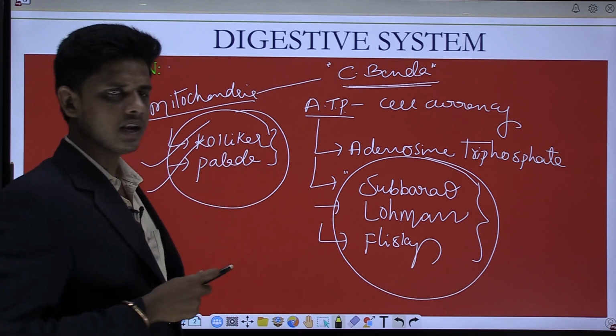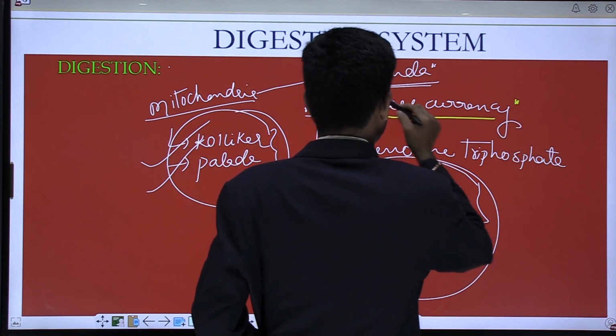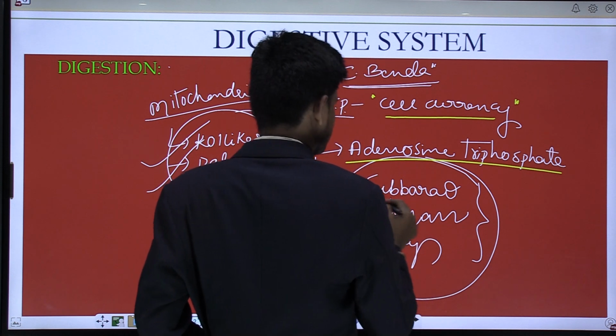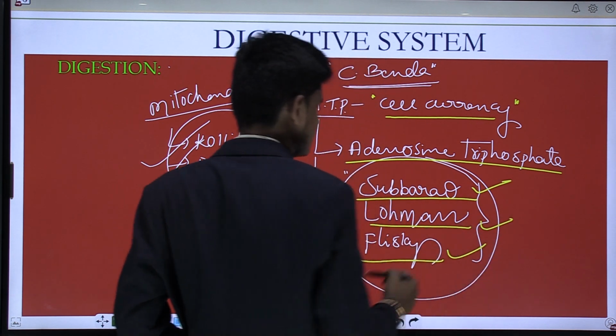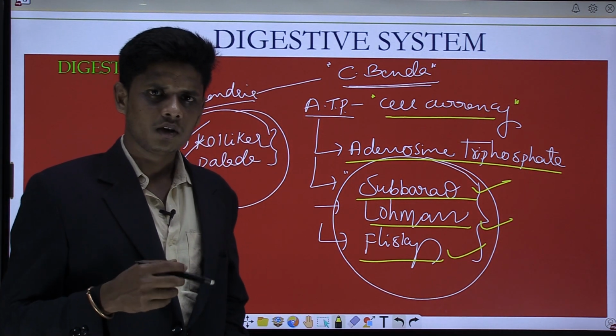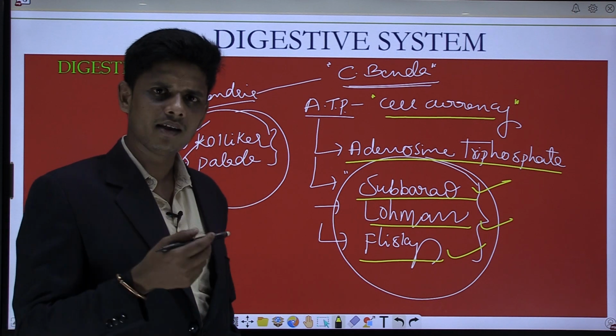And who discovered ATP? Here ATP is often called the cell currency, and it is adenosine triphosphate, and it was discovered by Subbarao, Lohmann, and the third one is Fliesky. So I think you get an idea about the digestion.